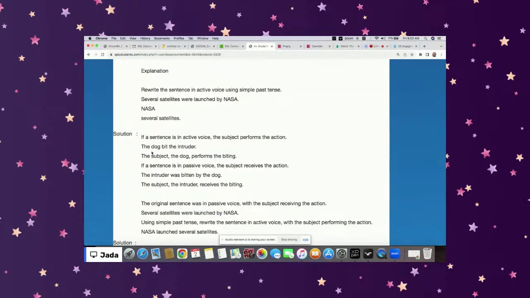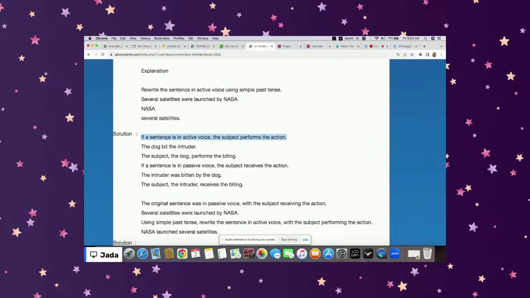So, if a sentence is in active voice, the subject performs the action. So if we have the sentence in an active voice, the subject performs the action. So the subject is the person doing the action, okay?